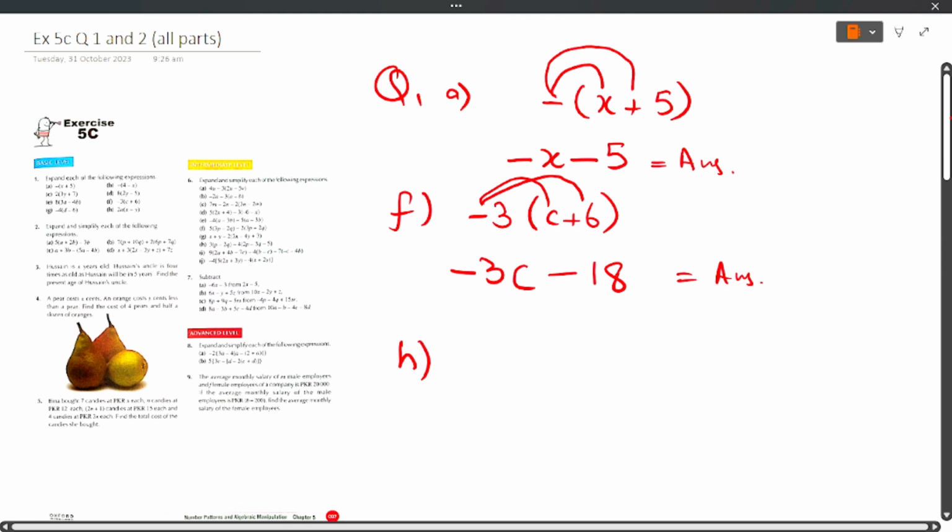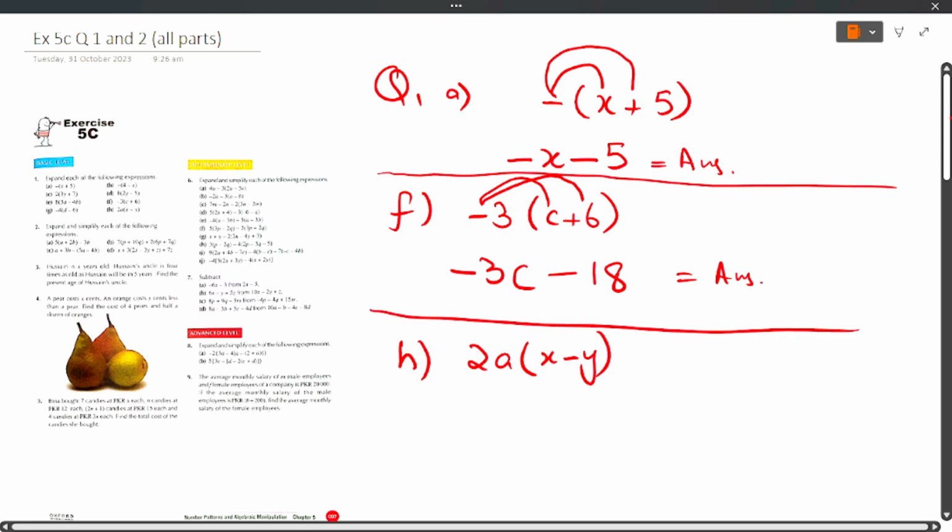And now I'm going to do part H. That is 2a into x minus y. So 2a is basically going to multiply with x first and then it is going to multiply with minus y. So 2a multiplied with x gives 2ax, then plus minus minus 2ay. That's the answer. The rest of the questions are to be done by yourselves.